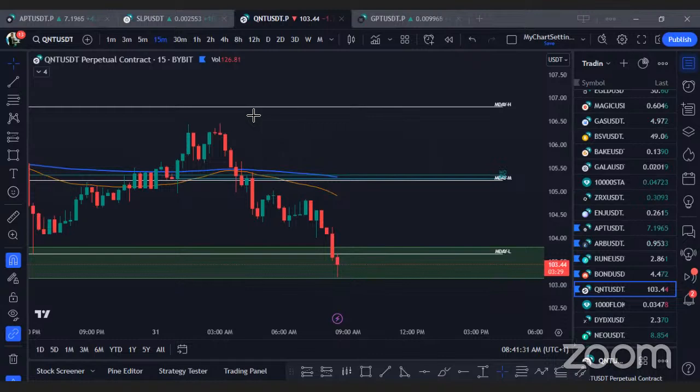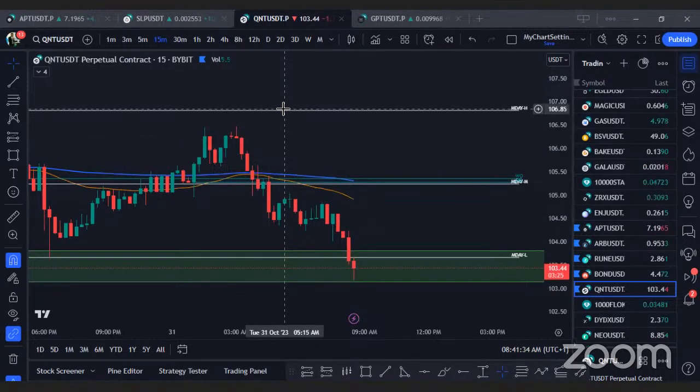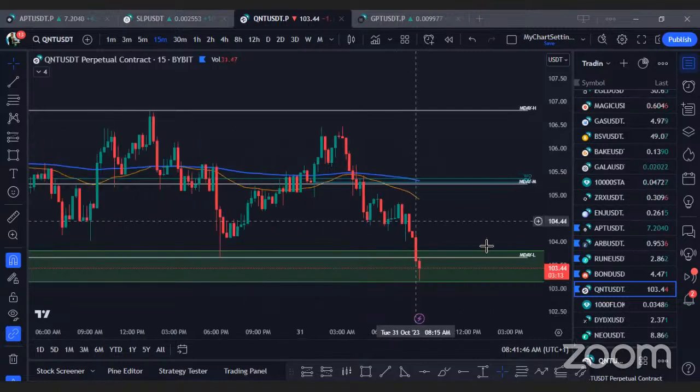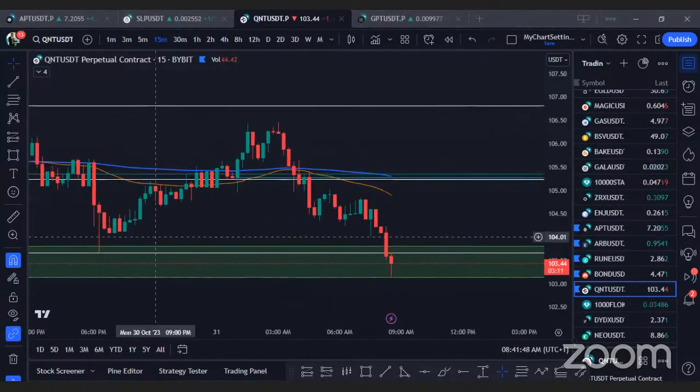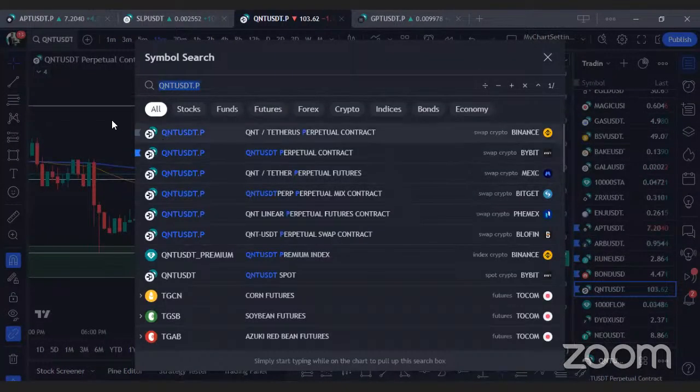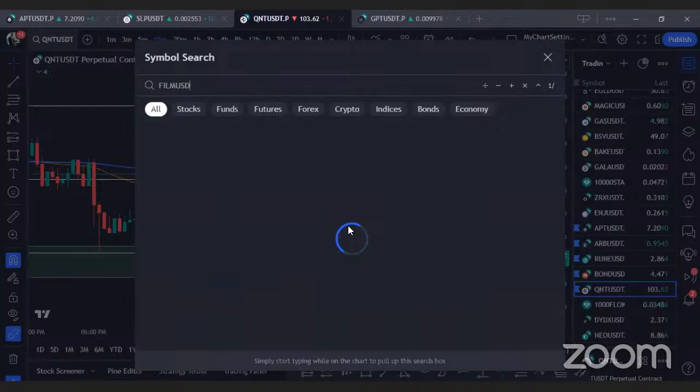Buyers, which token is that, please? Which token did you trade with this loss? Is it a short or a long? Okay, guys, somebody should keep an eye on that QNT. That candle closes in the next 3 minutes. So let's see, FILM USDT.